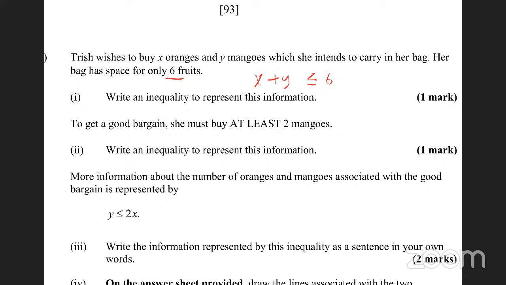Right? To get a bargain, she must buy at least 2 mangoes. So mangoes is Y. Y is more than or equal to 2. All right? So the first inequality, X plus Y is less than or equal to 6. Second inequality, Y is more than or equal to 2. Then they said, put this one in words. What did you all come up with?